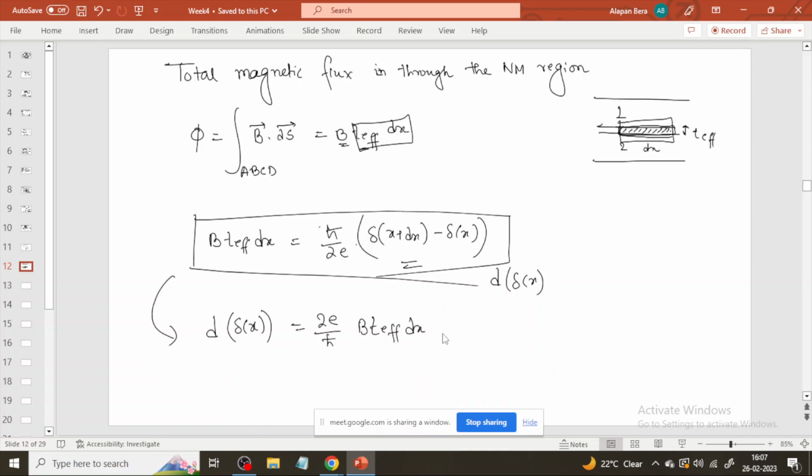Now what can we do? We can write h cut as h by 2 pi, we know. So if I write this here, this will be 2 pi by h, and if we take this 2 from the denominator, it will be like this. So this will give us 2 pi by phi naught times B t effective into dx.